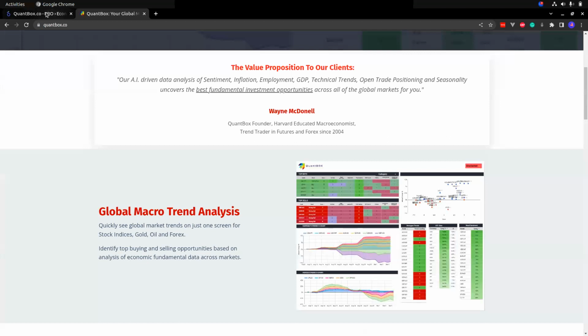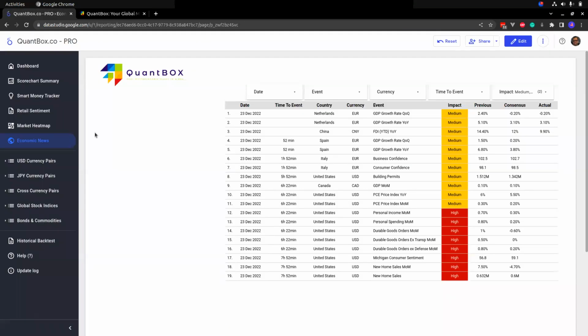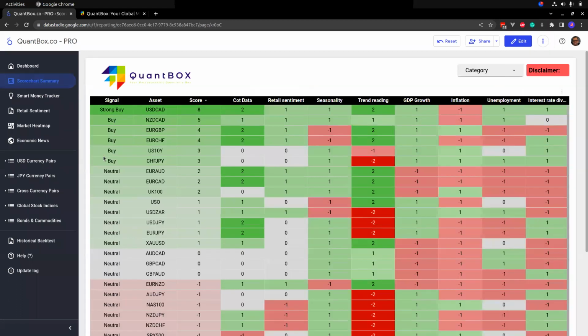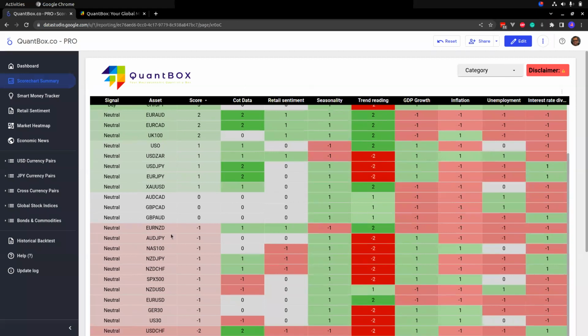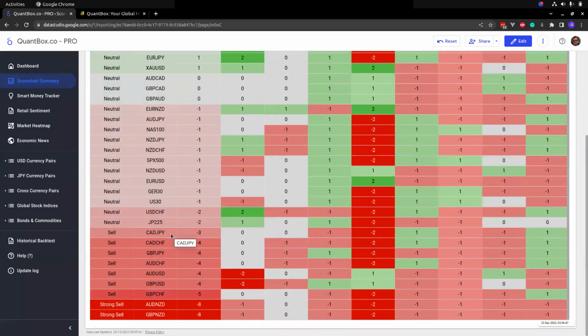It's beautiful, friends. It's not going to make you a better trader because you require fundamentals and technicals, but what it will do is help you understand what your fundamental bias is. You can see here, if we look at score chart summary, this is the bias fundamentally for pretty much everything you could possibly want to trade. We've got commodities, bonds, global stock indices, cross-currency pairs, Japanese yen currency pairs, and dollar currency pairs. It's beautiful.